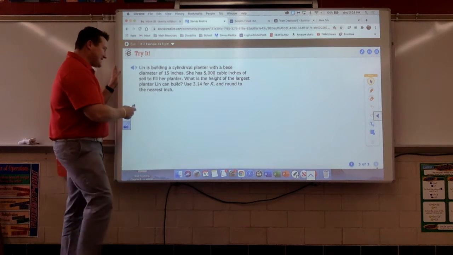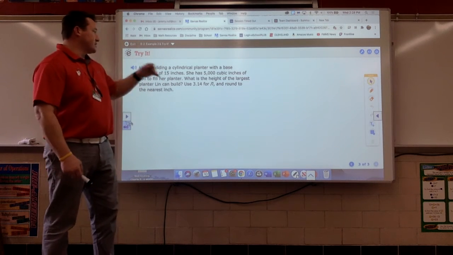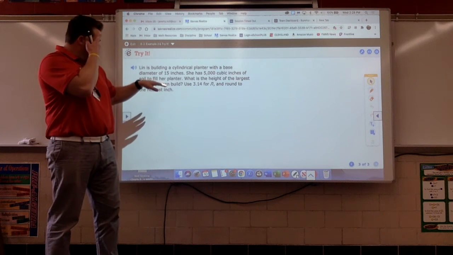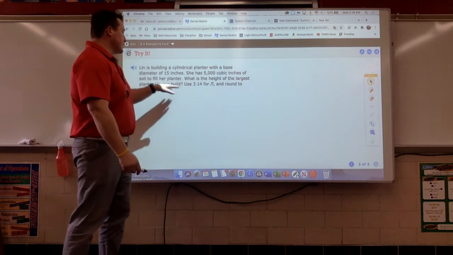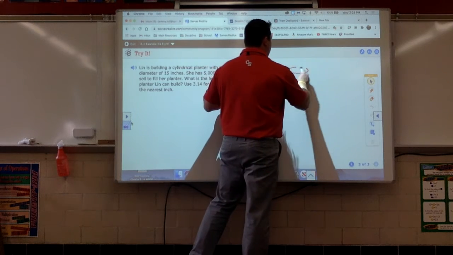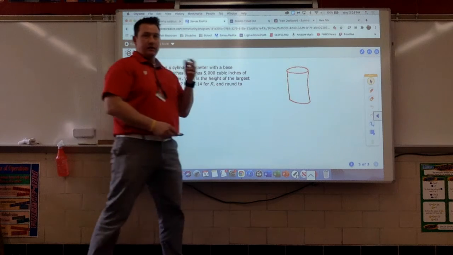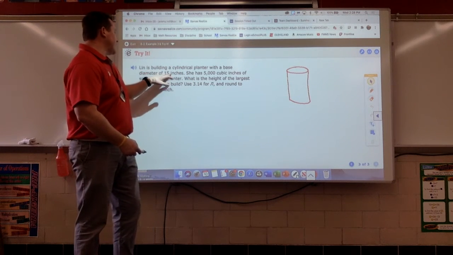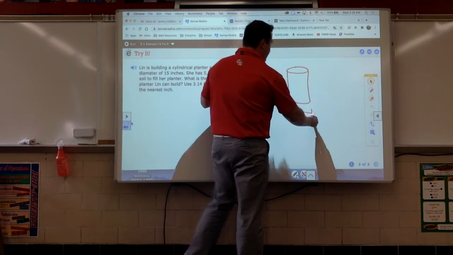Lynn is building a cylindrical planter with a base of 15 inches. She has 5,000 cubic inches of soil to fill in her planter. What is the height of the largest planter she could build? Interesting. Use 3.14 for pi and round to the nearest inch. Okay. Draw your best cylinder. There's mine. Your best. Okay. Plug in what we know, right? We have a base diameter of 15 inches. So in other words, this dimension down here is 15 inches.